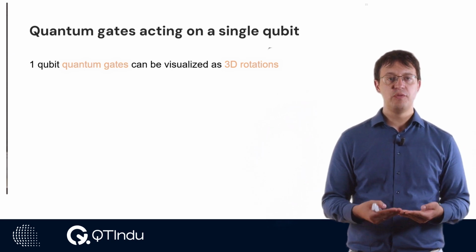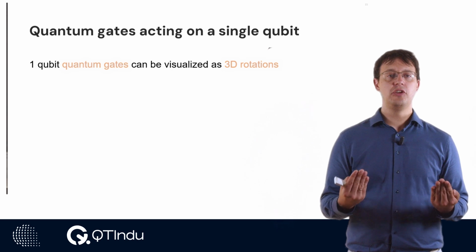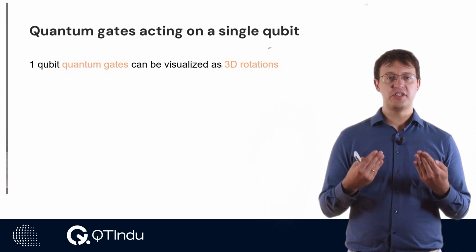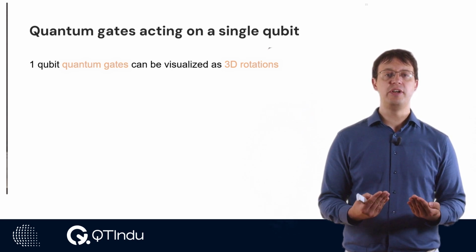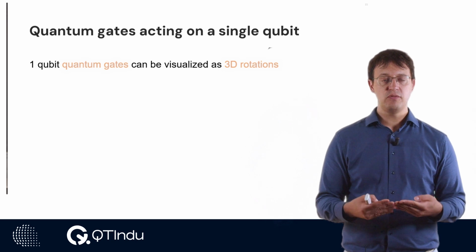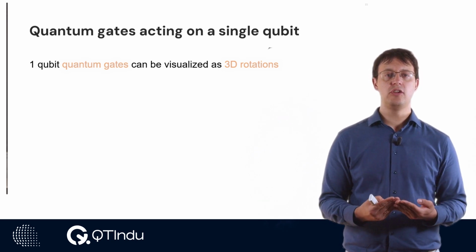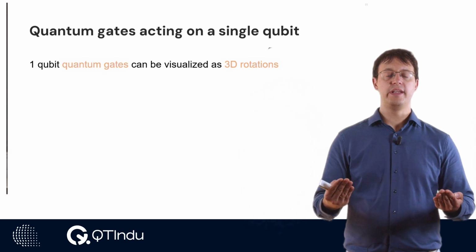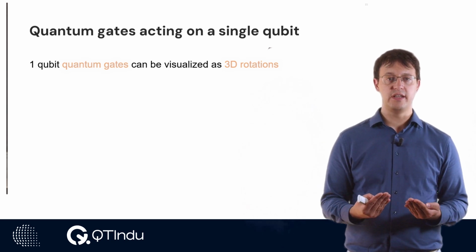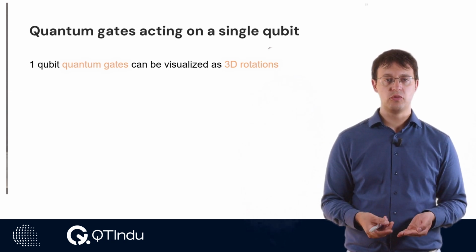Coming back from this abstract representation from the previous slide, how can we now visualize quantum operations? We will start here with single qubit quantum gates because these can be visualized as 3D rotations. And we will go over the most important and most common single qubit quantum gates you will encounter in the later lectures of this course.